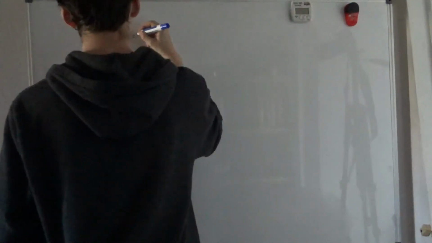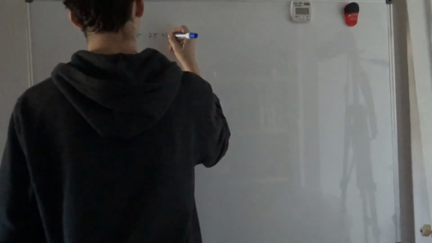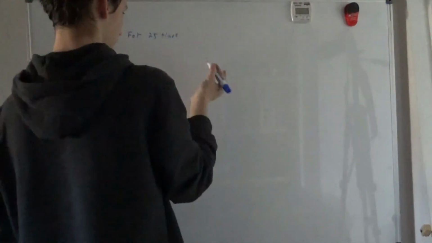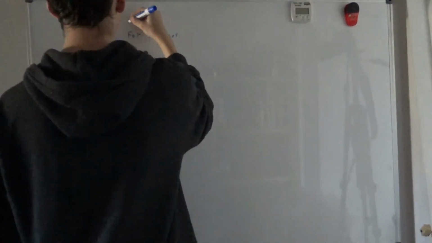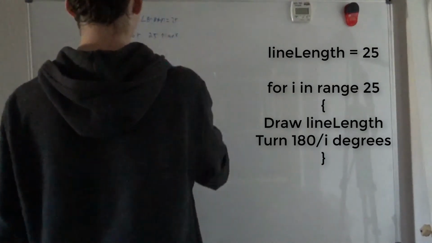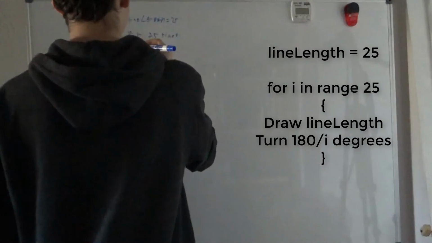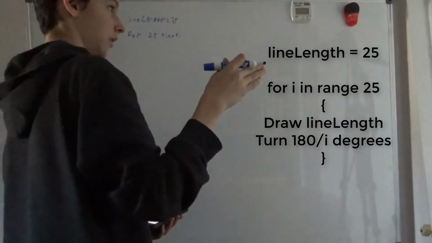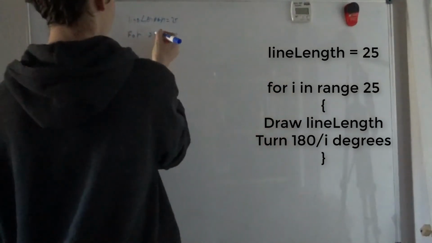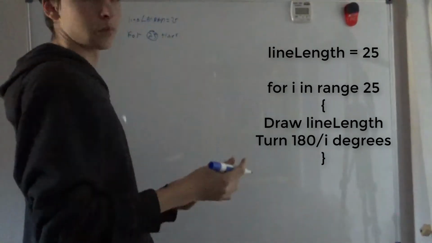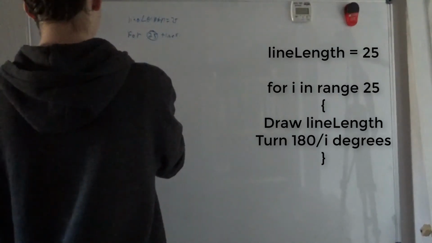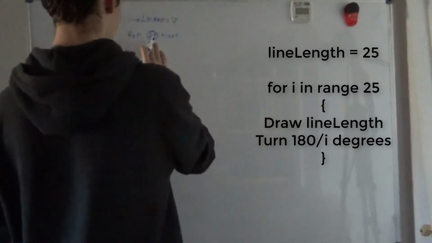For 25 times, I wanted to draw a line that was a specific segment that was constant. So line length is equivalent to, let's say, 25. And I wanted there to be a line, and then it would turn approximately 180 divided by the amount of times the program had iterated. So iterated means gone over once. So pretty much how many times the program had looped. And I wanted it to loop 25 times.